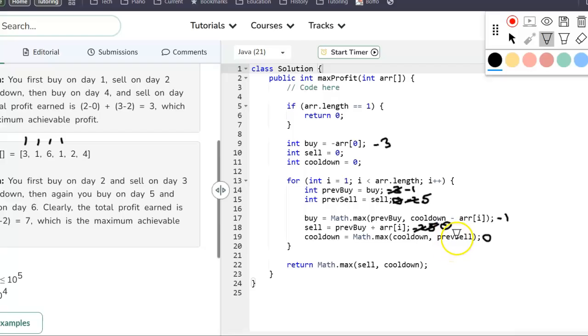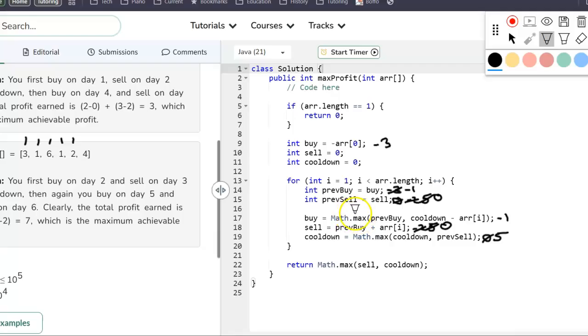0. And cooldown is the max of cooldown or previous sell. Previous sell is 5. So actually that is right, because that has to be a cooldown day. We sold on the previous day, so it has to be a cooldown. So our cooldown is 5. All right, next day. Previous buy is still -1. Previous sell is now 0.